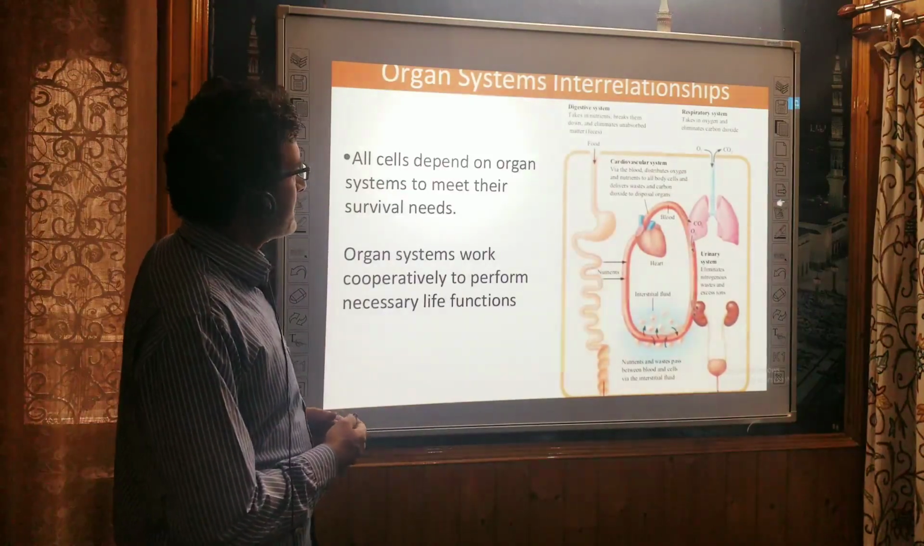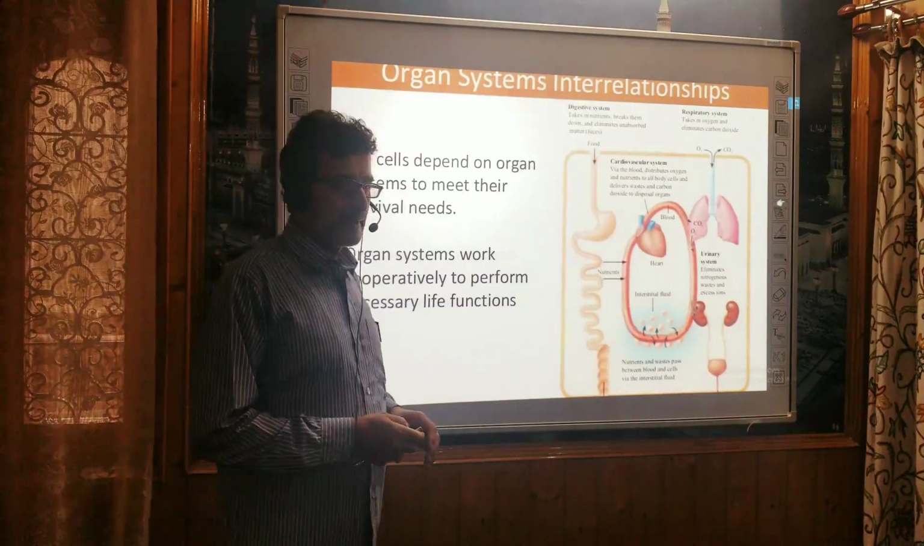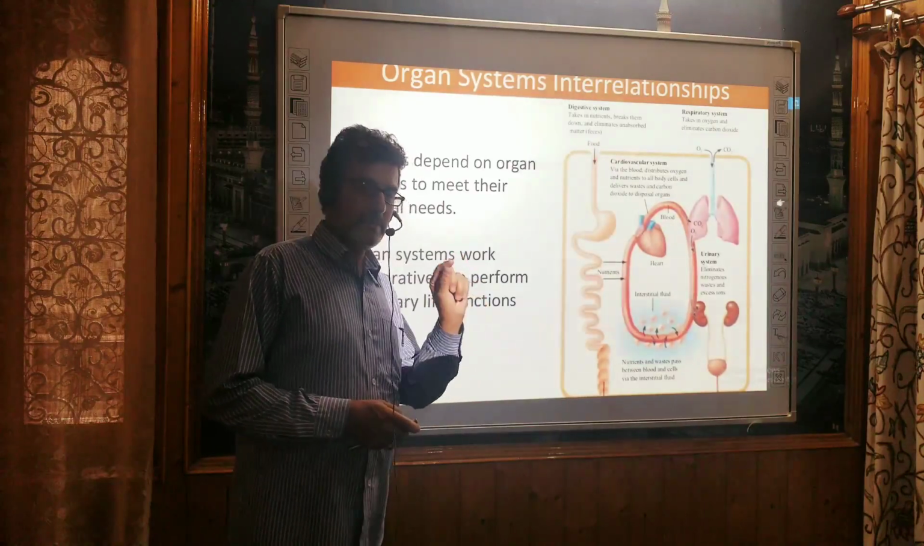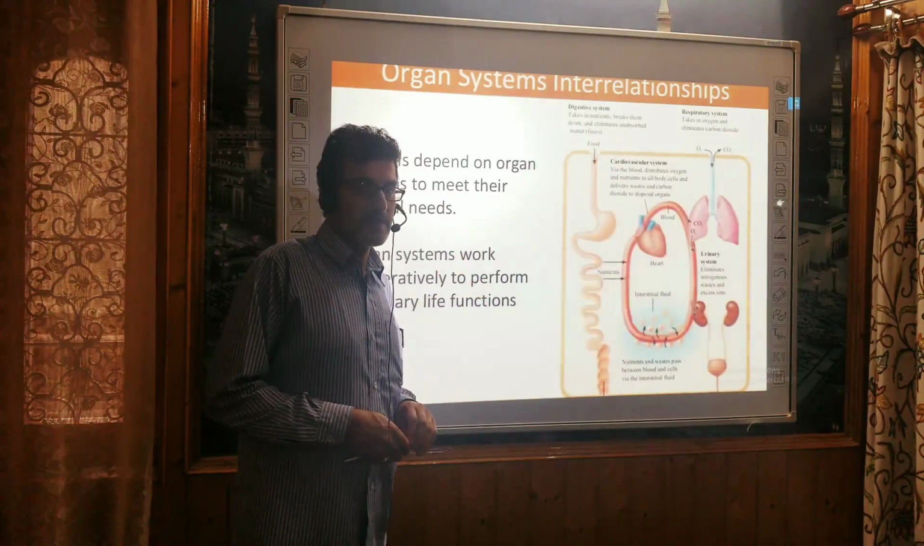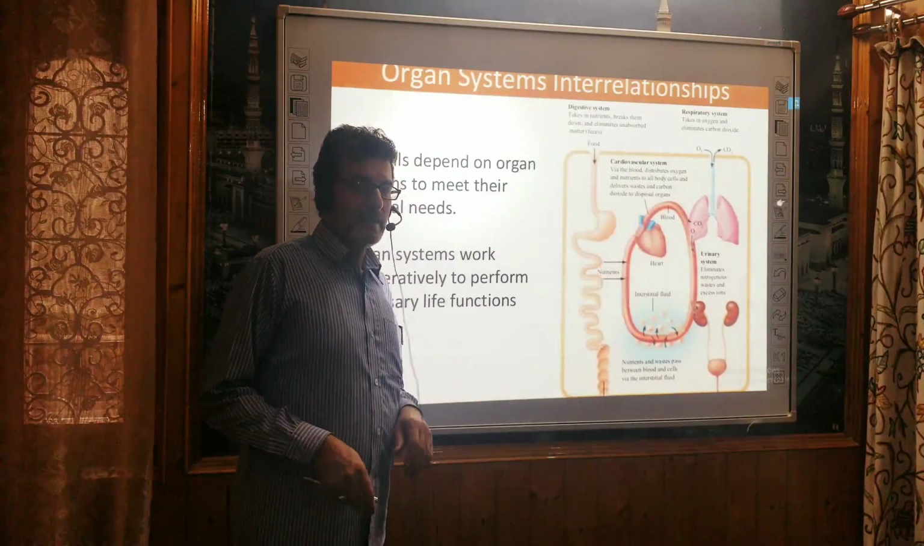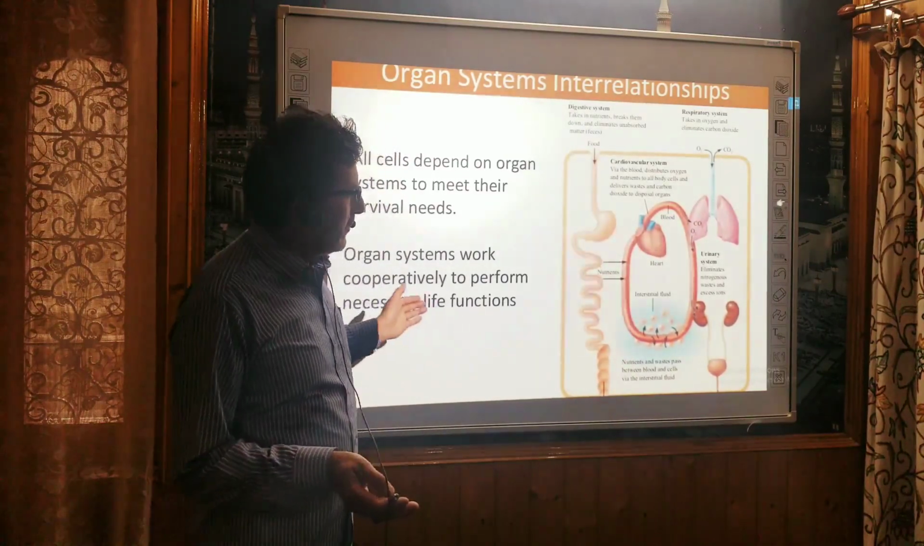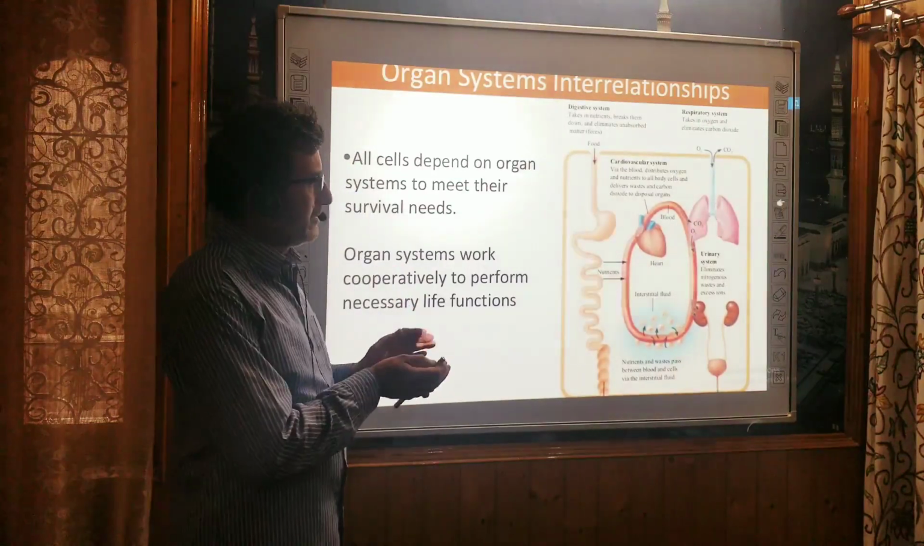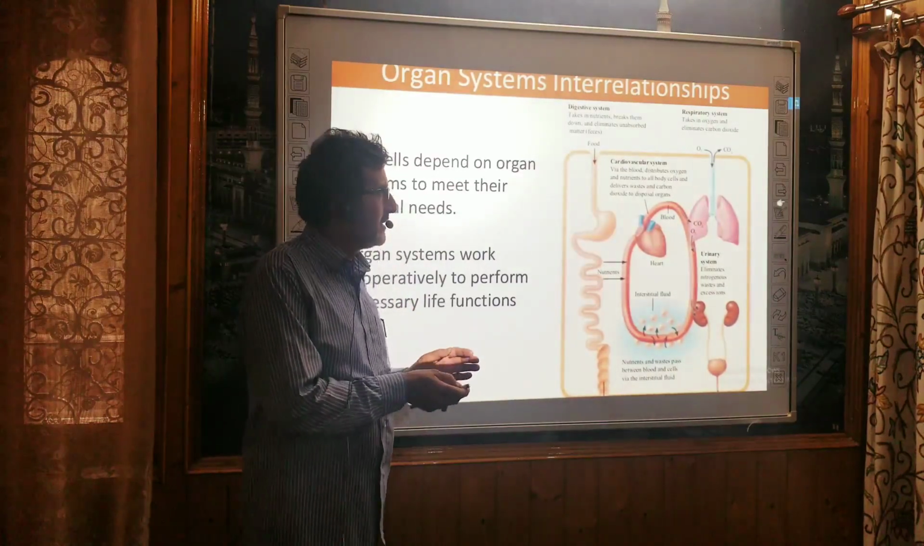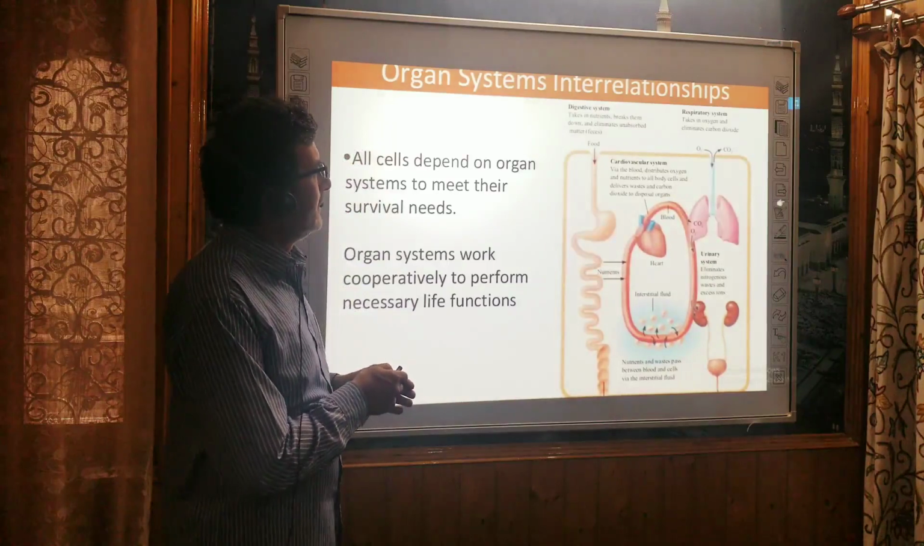Now, organ system interrelationships. Let us come to the first point, that our body is composed of cells. Cells have division of labor. Now the organs have division of labor, and all the organs collectively perform their own function. Then we can say we are alive.